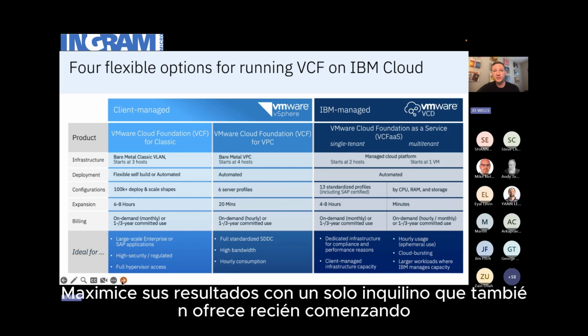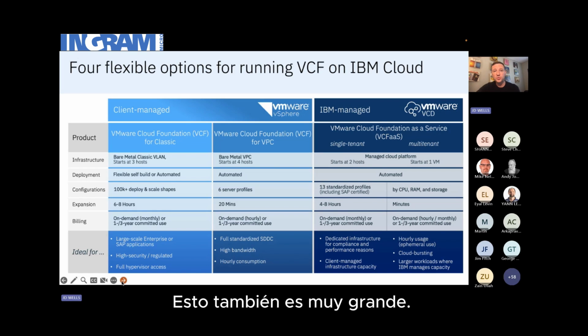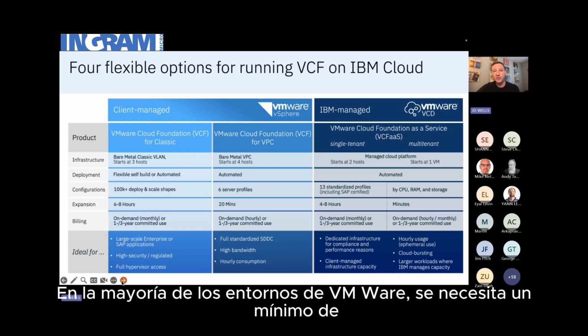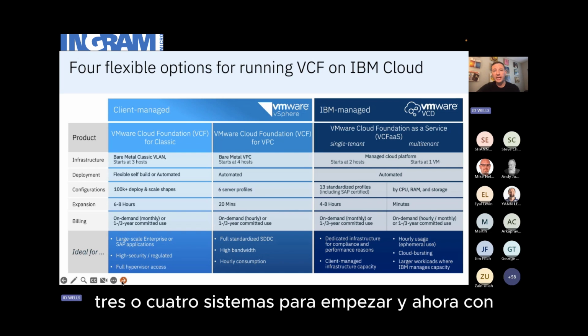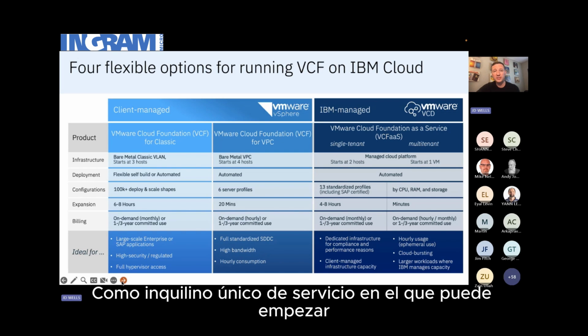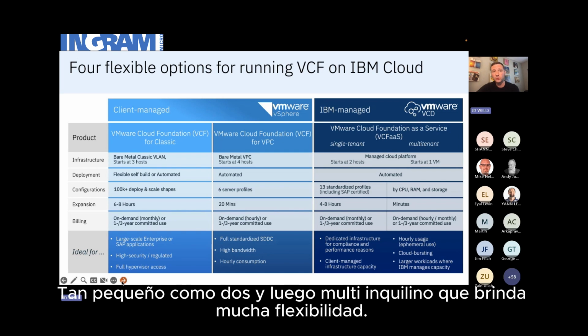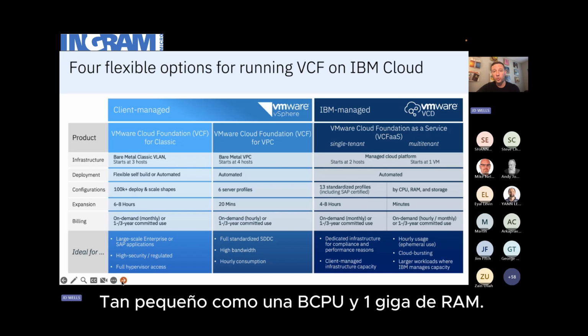maximize their outcomes. With single tenant also offering just starting on as small as 2 servers, this is really big as well. In most VMware environments, you need a minimum of 3 or 4 systems to get started. And now with as a service single tenant, you can get started on as small as 2, and then multi-tenant giving a lot of flexibility as small as 1 vCPU and 1 gig of RAM.